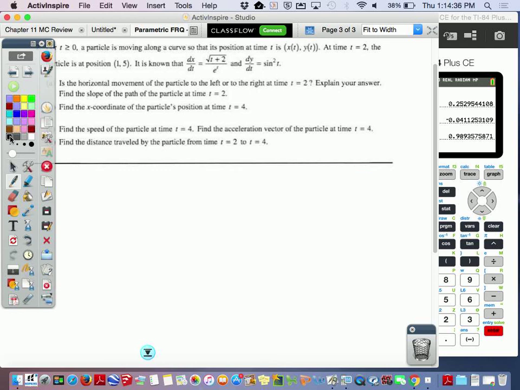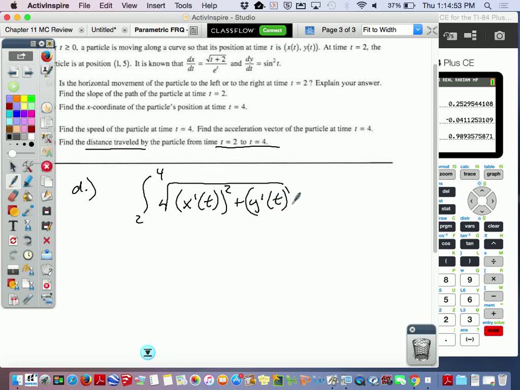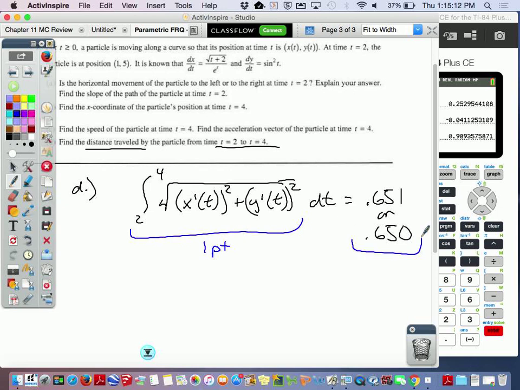Question D. Find the distance traveled from the time 2 to 4. Again, we've done this now for both problems. So it's a matter of setting up the integral from 2 to 4 of the square root of x prime of t squared plus y prime of t squared. So those are in your calculator in y1 and y2. Have the calculator do the work. The correct answer is 0.651, or you could also have 0.650. How many points is it? 2 points. 1 point for the integral, 1 point for the answer. And we are done. That was an easy one.